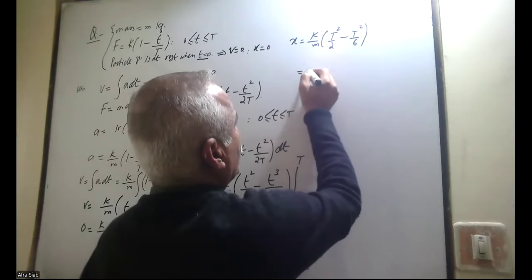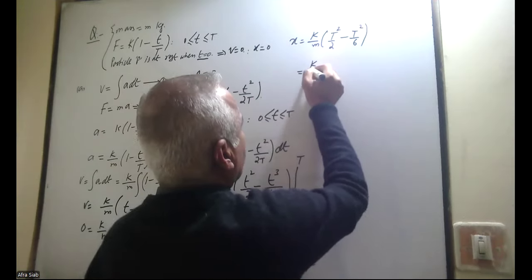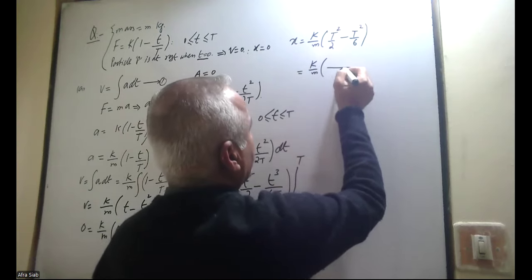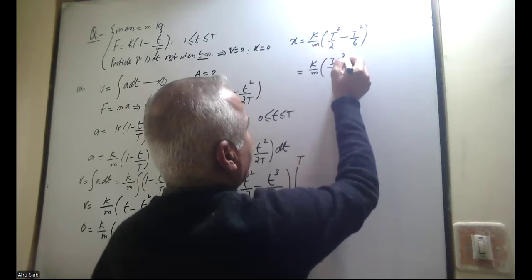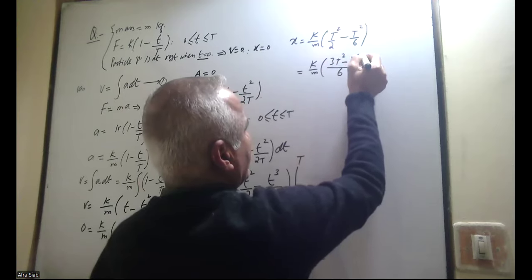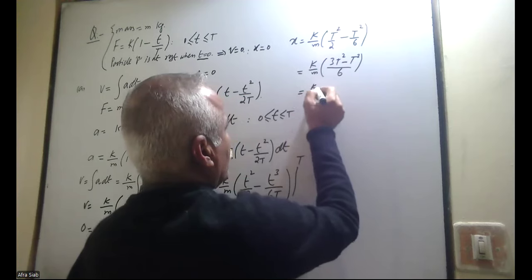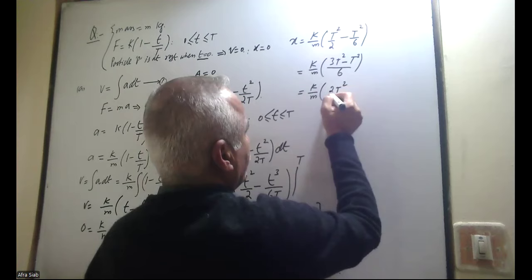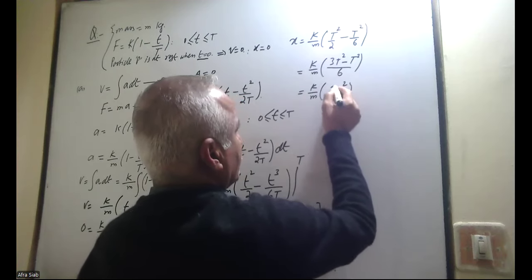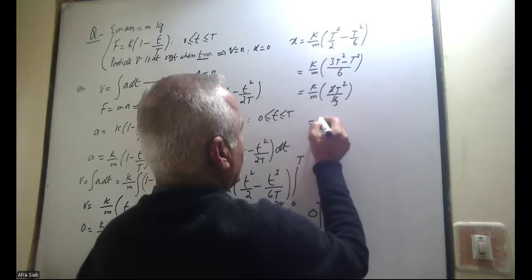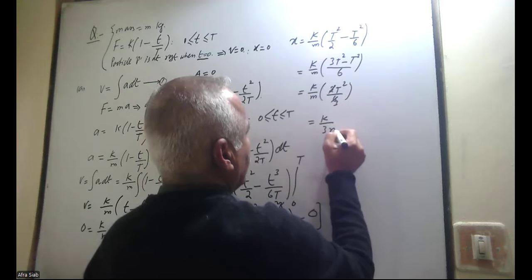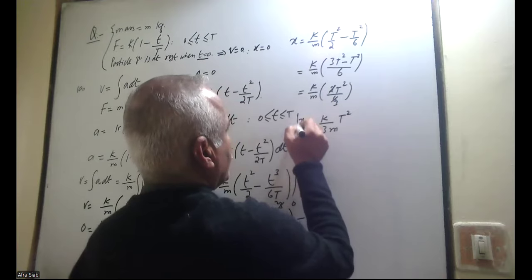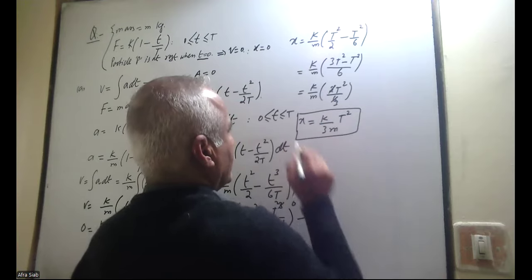So this will be equal to k/m, 6 is the LCM, so (3T² - T²)/6, which is equal to k/m times 2T²/6. So this will be equal to kT²/3m. This is the displacement in terms of T.